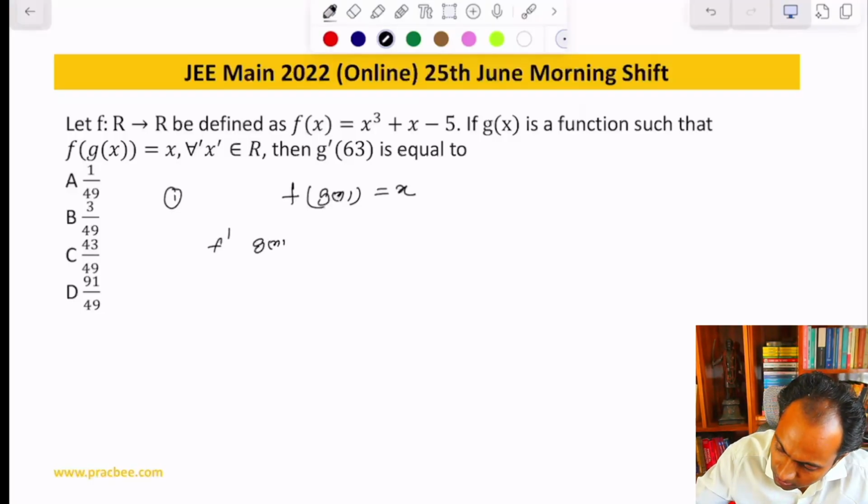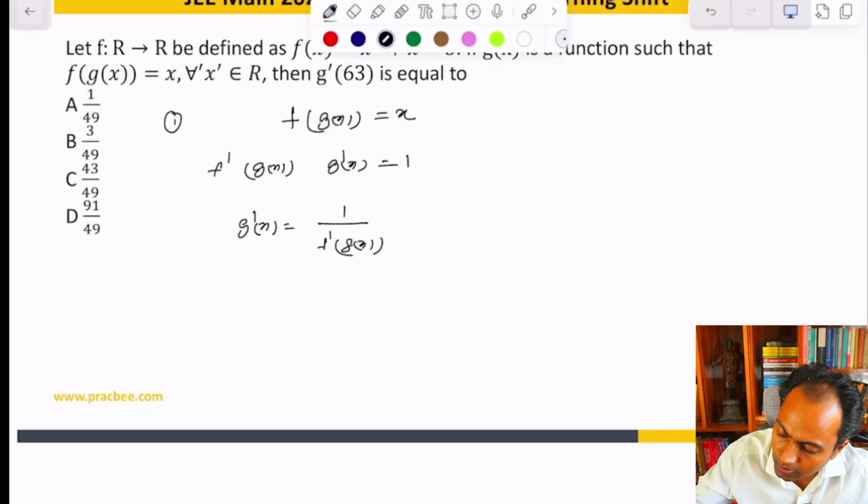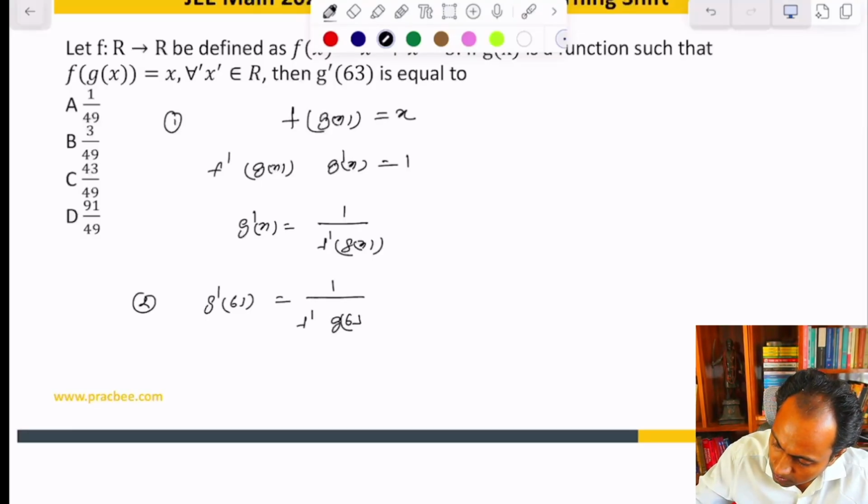So f dash of gx, since it is a composite function, chain rule will get applied. And now since you want the value of g dash of x, we'll take our f dash of gx in the denominator. Now what do we want to find? We want to find the value at 63. So if I put 63 here, this will become 1 by f dash of g of 63.